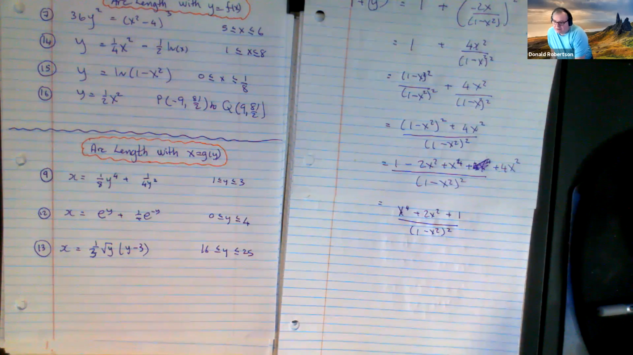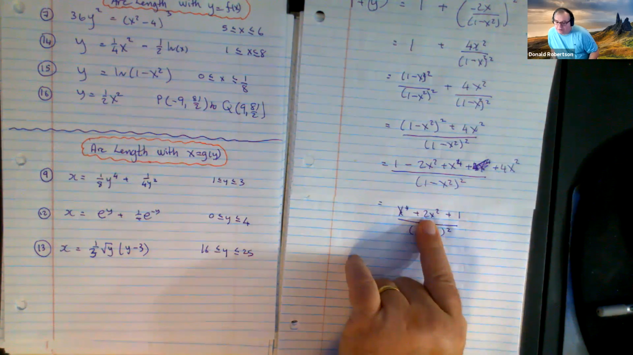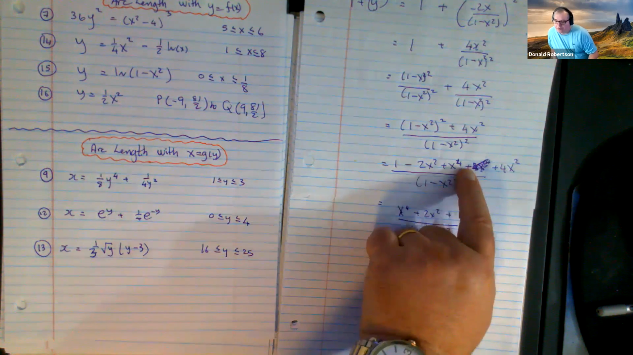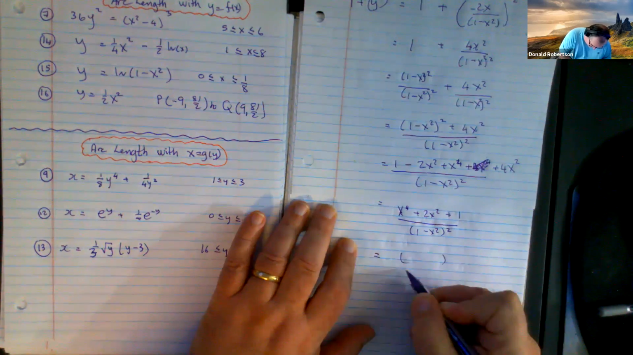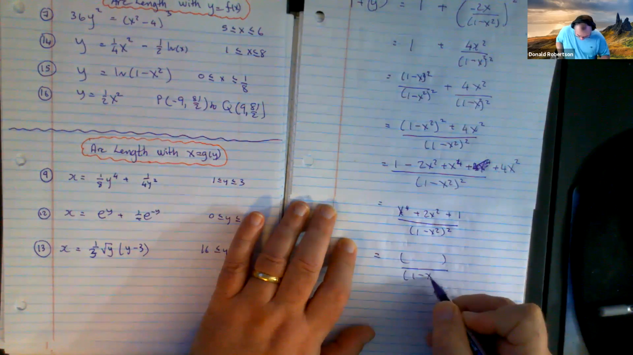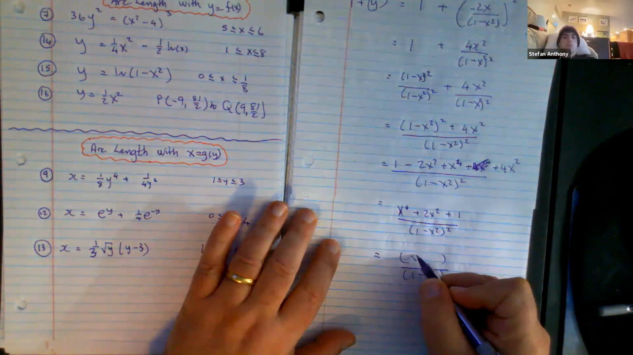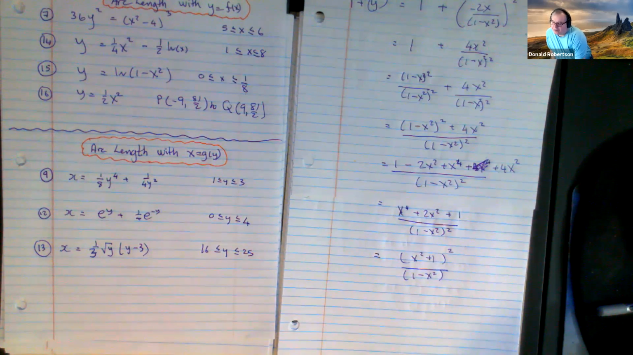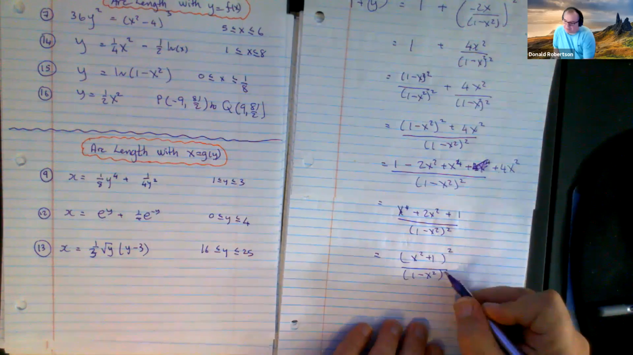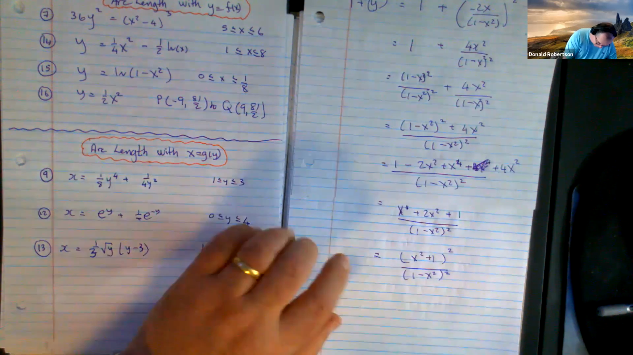Agreed? X to the 4, that guy and that guy get you plus 2x squared now, and a 1. I like to put them in order of powers, so I rearrange the order. That top guy is a perfect square. (x squared plus 1) squared. There. Surprising that it actually became a perfect square, didn't it? Didn't look like it was going to be. Told you it was some horrible algebra.